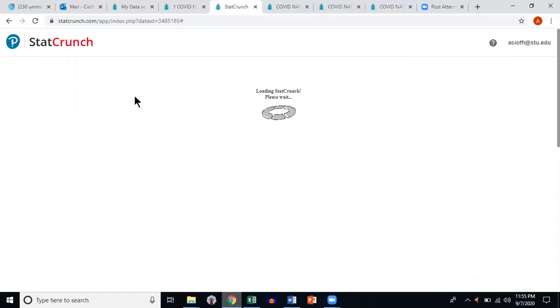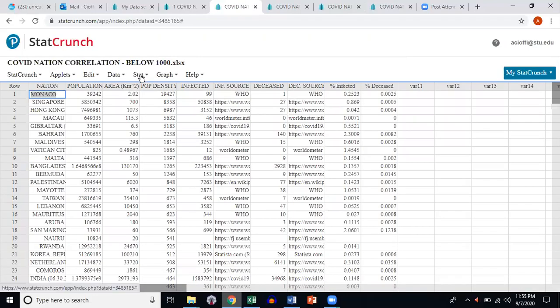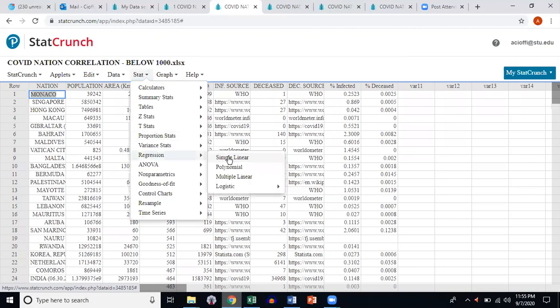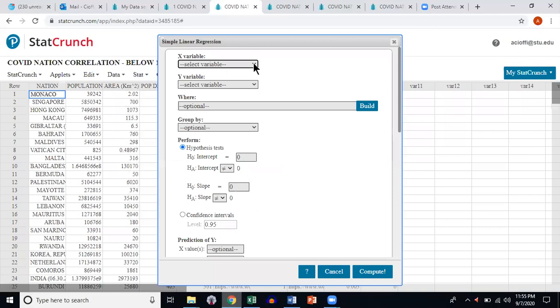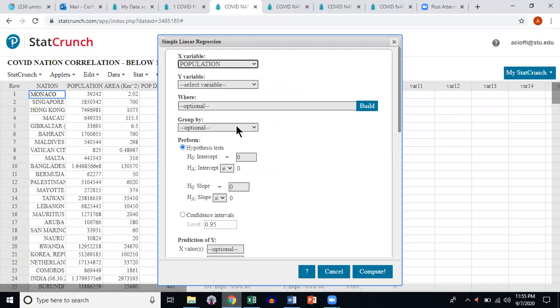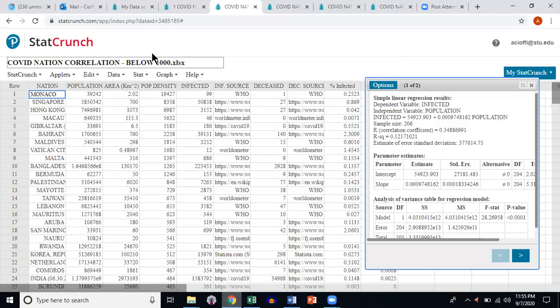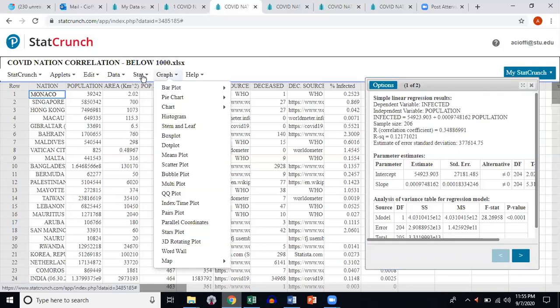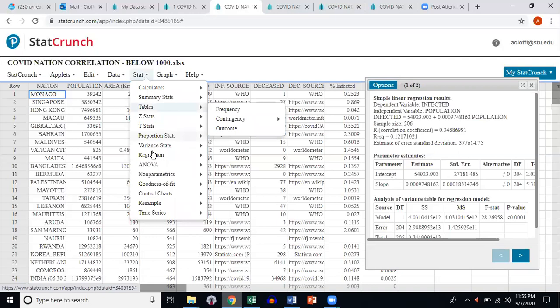And you'll see that for below 1,000, it's going to match essentially the results of below 200. All right, so we look at population versus infected. This is for below 1,000. You see 0.348, 0.348. So 0.35. It's not a very significant correlation.